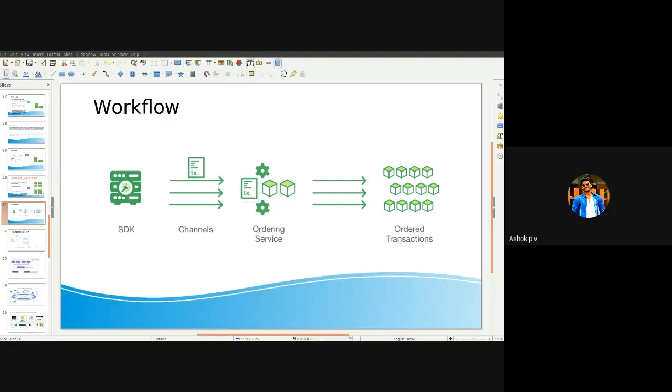One is Solo, which is suitable for development but is a single point of failure. Solo shouldn't be used for production. It should only be used for development networks where you use Solo. It's a single point of failure: where it fails, it's gone.